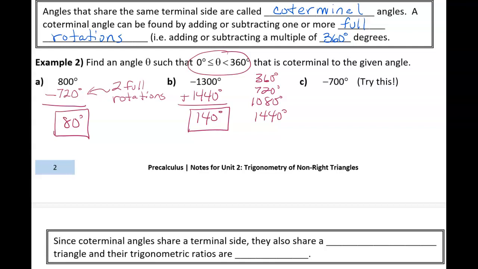Pause the video and try C on your own. All right, here's the answer for C. You should have gotten a 20 degree coterminal angle by adding 2 full rotations, or 720 degrees to the angle.